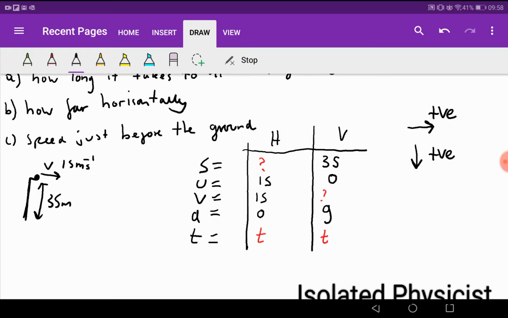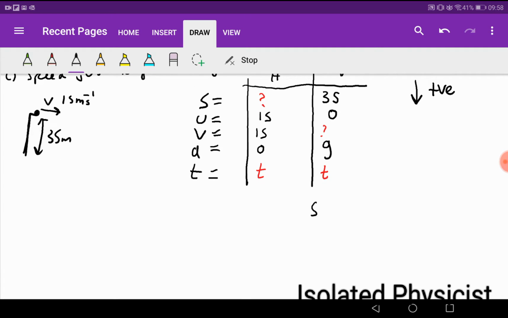So we've got enough in the vertical plane. We've got 3 things. We've got S, U, and A, so we can go ahead and work out t. So we know that S in the vertical plane now, S equals ut plus a half at squared. Well, u is 0, so I can cross that out. And we are looking for t, so we know that the square root of 2s over a is going to equal t.